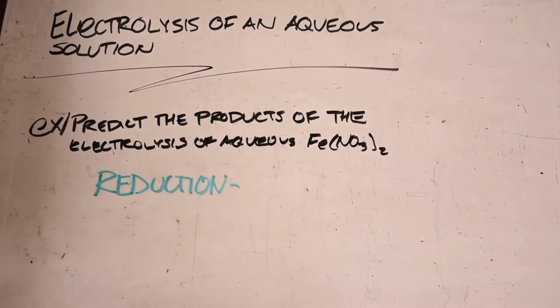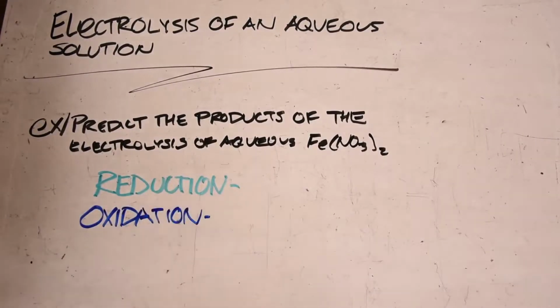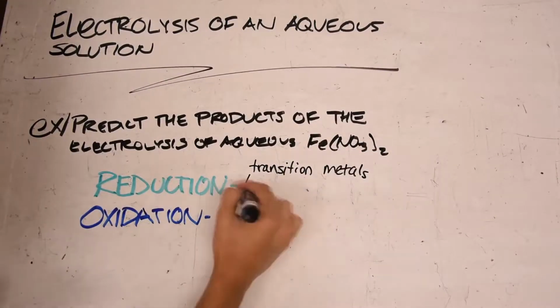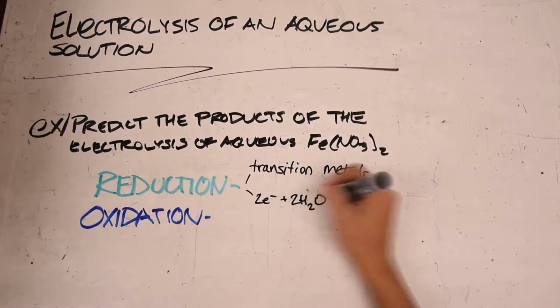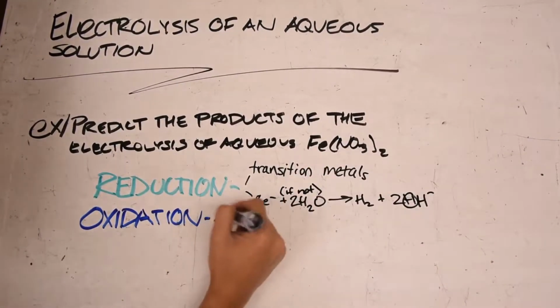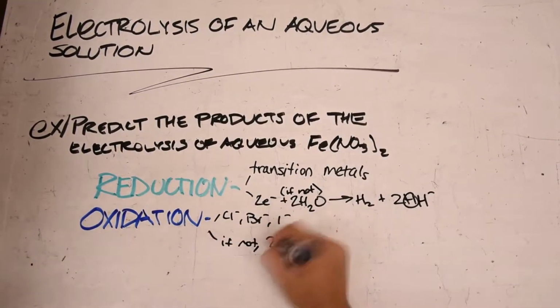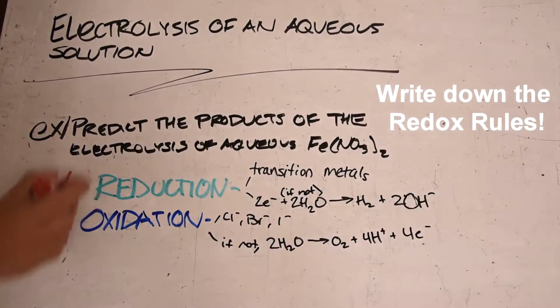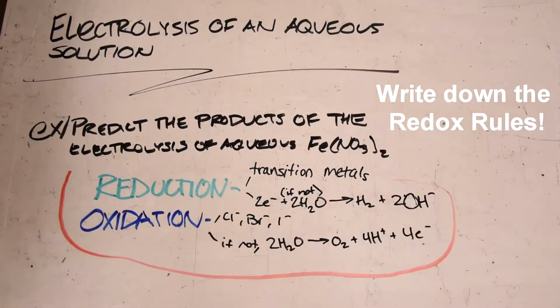Alright, to predict the products of aqueous iron nitrate, we first have to look at the reduction and oxidation rules for the electrolysis of an aqueous solution. With reduction, it's going to apply to the first component of the compound, which in this case is iron, and oxidation is going to apply to the second part, which in this case is nitrate. We're going to show you how to use and apply these very important rules in order to predict the products of an aqueous solution.